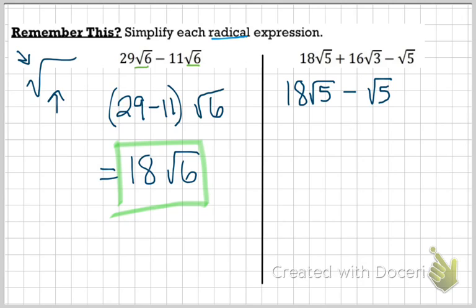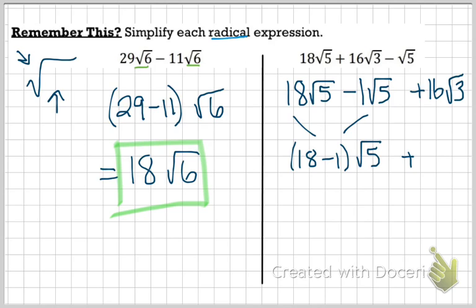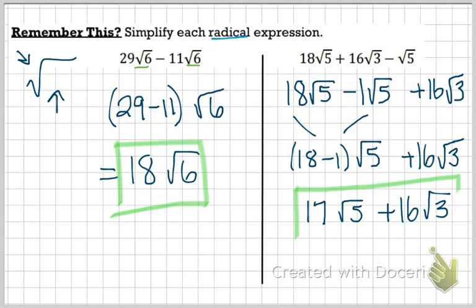This one doesn't have a coefficient, so I'm going to put a 1, and then at the end we're going to throw in 16 square root of 3. What we're allowed to do is combine these two like radicals, and we're going to focus on 18 minus 1, square root of 5 is what they have in common, and just bring down 16 square root of 3. 18 minus 1 is 17, with the square root of 5, and just keep bringing down 16 square root of 3. There's nothing else we can do here. This is as far as this problem goes. That is our simplified answer.